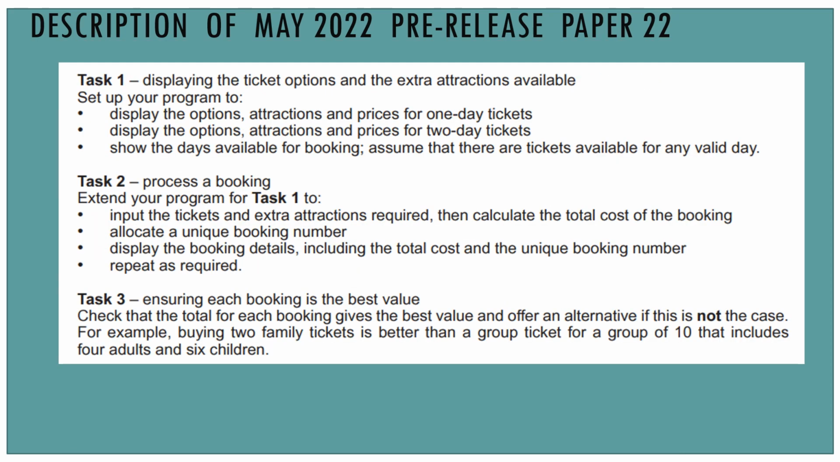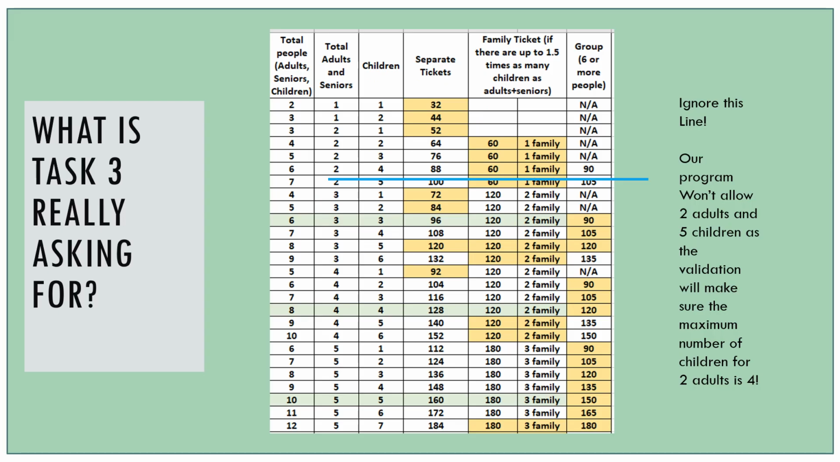Let's look at the description for task 3. Ensuring each booking is the best value. Check that the total for each booking gives the best value and offer an alternative if this is not the case. For example, buying 2 family tickets is better than a group ticket for a group of 10 that includes 4 adults and 6 children. When I read this description, I realized that task 3 is actually asking you to make a booking and calculate the cost for each booking in 3 different ways.